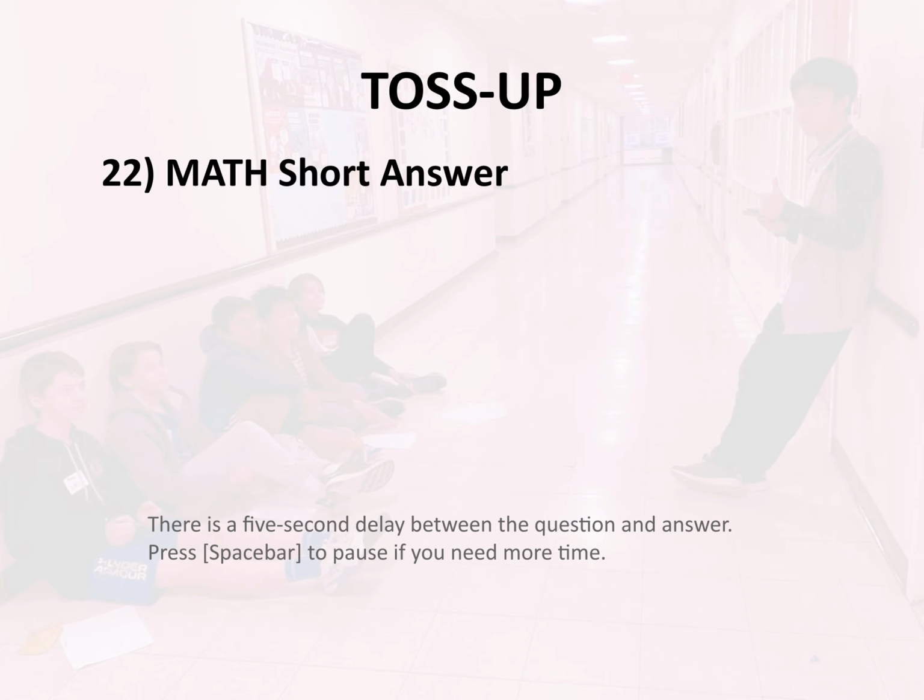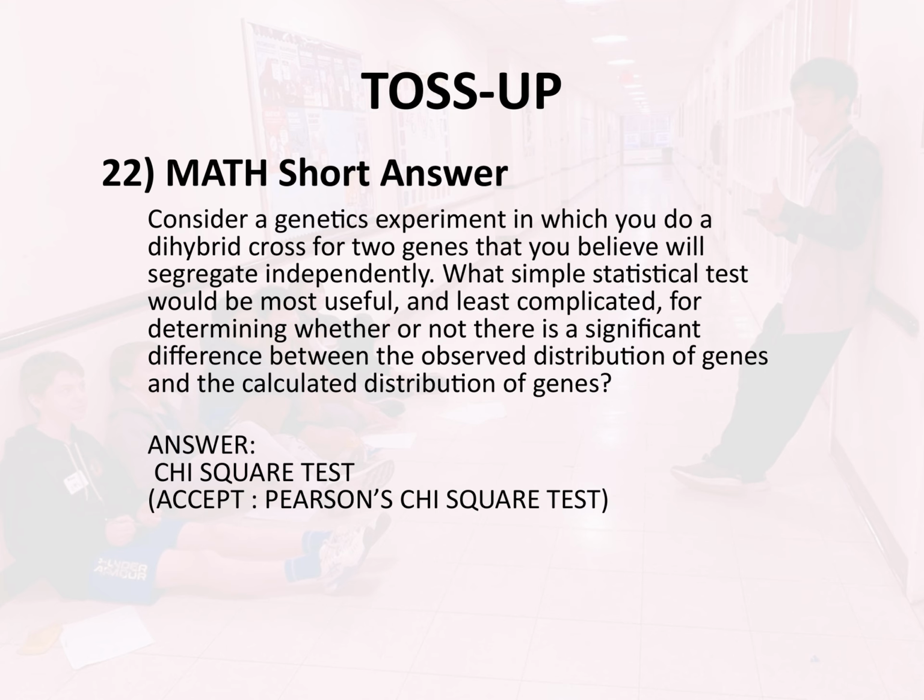Toss-up 22. Math. Short answer: consider a genetics experiment in which you do a dihybrid cross for two genes that you believe will segregate independently. What simple statistical test would be most useful, and least complicated, for determining whether or not there is a significant difference between the observed distribution of genes and the calculated distribution of genes? Answer: chi-square test.